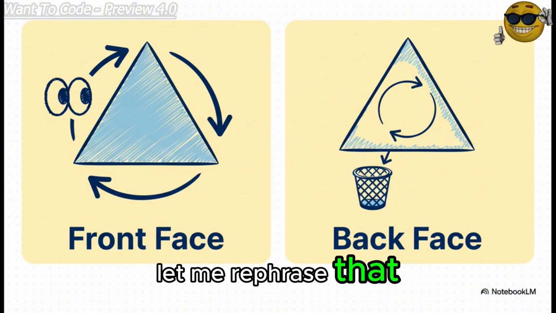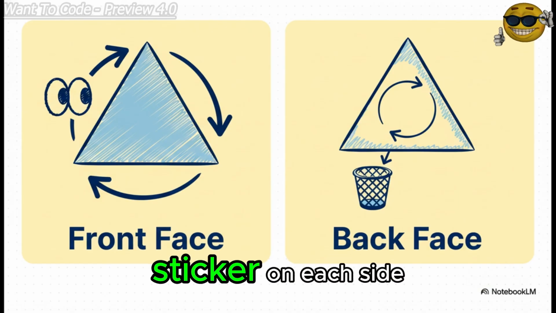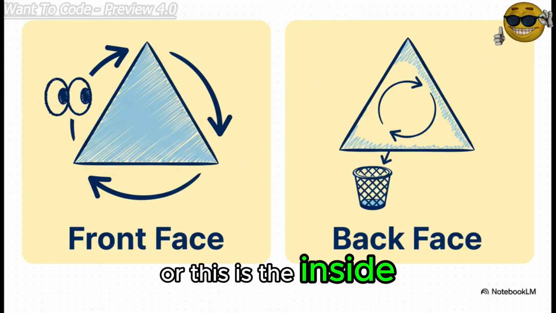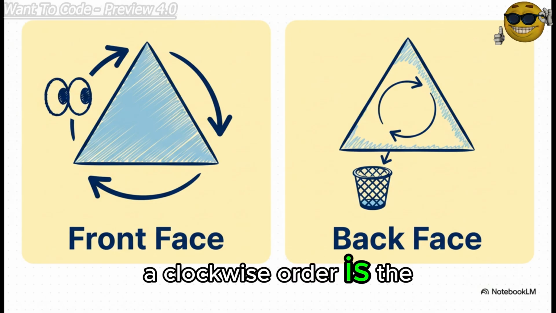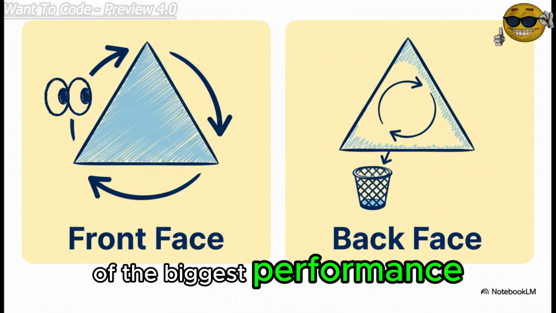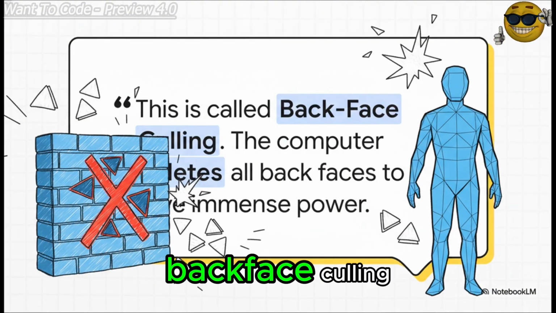Let me rephrase that. Imagine you have a simple cardboard box. The winding order is like putting a little sticker on each side that says either this is the outside or this is the inside. A counterclockwise order is the outside sticker. A clockwise order is the inside sticker. And this simple little rule is the key to one of the biggest performance-saving tricks in all of computer graphics. And that trick is called back face culling.